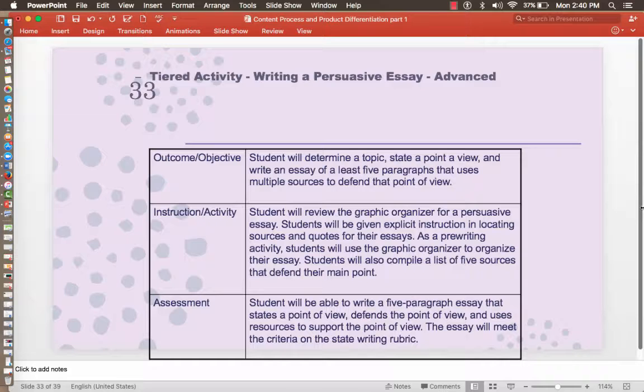You're going to determine the topic, and this outcome is pretty close, but here instead of 2 paragraphs, you're going to have 5 paragraphs. In the instruction and activity, you're going to also be using that graphic organizer, but you're going to be given explicit instruction to locate sources and quotes for your essay. And you're going to have to use 5 sources. In your assessment, you're going to have a 5-paragraph essay that defends the point of view and uses resources. So it's a little bit more than what we expected from the last person.